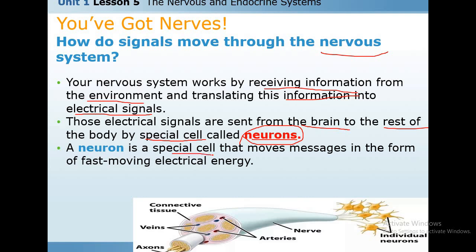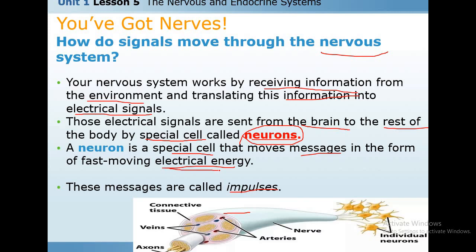A neuron is a special cell that moves messages in the form of fast moving electric energy. So this is a neuron, or nerve cell. Look, electricity passes through this neuron in the form of electric energy. This message, or electric energy, moves through the neuron. The messages are called impulses. So the message that moves inside the neuron or nerve cell is called an impulse, or electric energy.